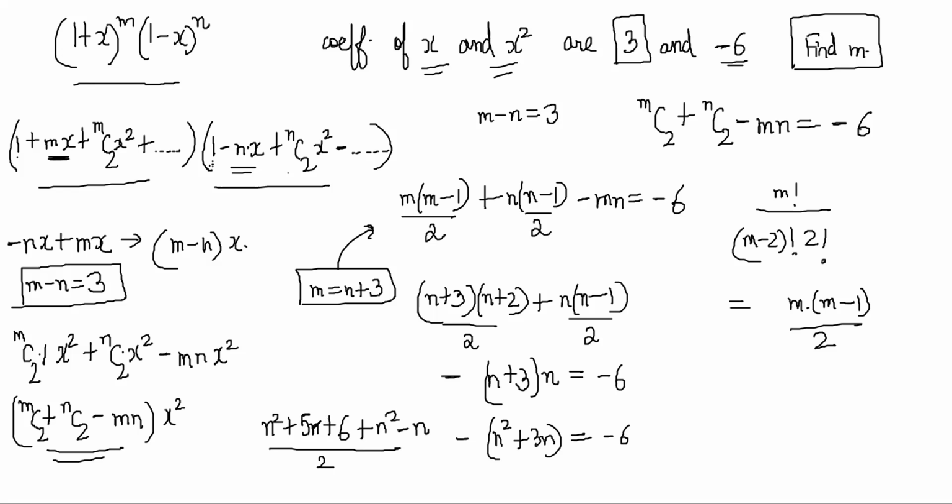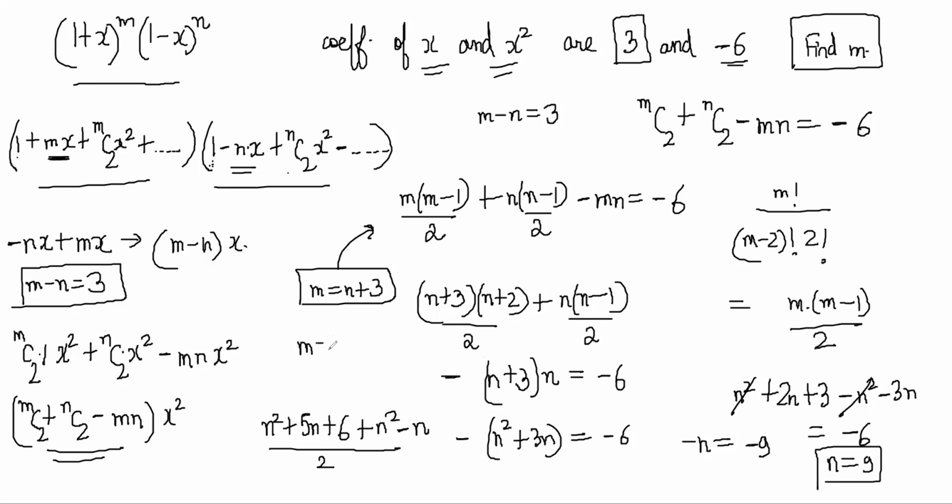This becomes 2n square divided by 2 becomes n square. n square plus 4n by 2, so 2n, plus 6 by 2, so plus 3, minus n square minus 3n is equal to, n square cancels, minus n is equal to minus 9, right? So n is equal to 9 and m is 12. m must be 12, right?